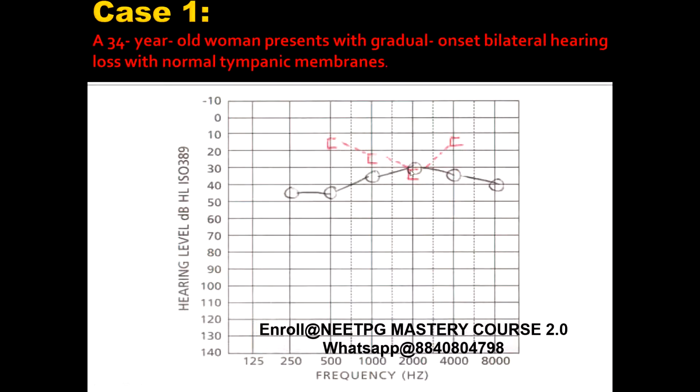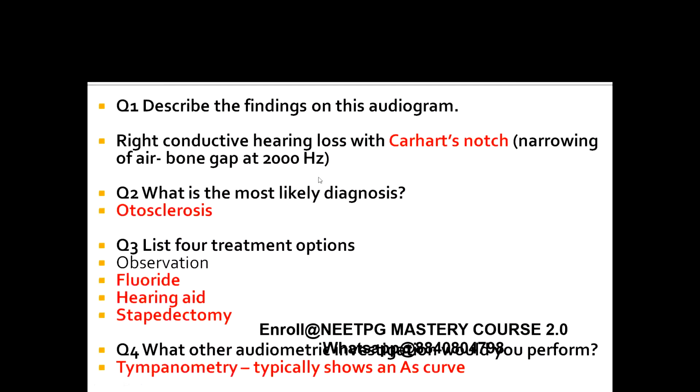What is for you to note is that this dip will be in the bone conduction line. So this is basically a right conductive hearing loss with Carhart notch. So narrowing of the air bone gap at 2000 Hertz due to dip in the bone conduction at 2000 Hertz. Most likely diagnosis is otosclerosis.